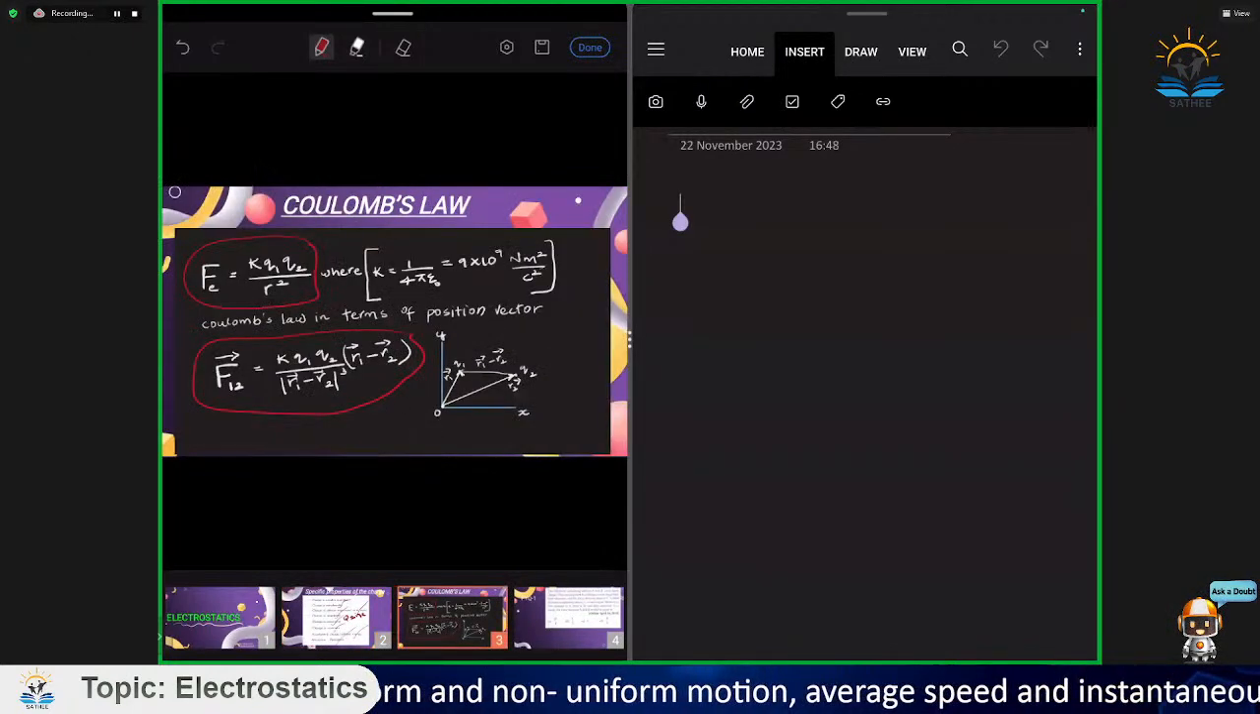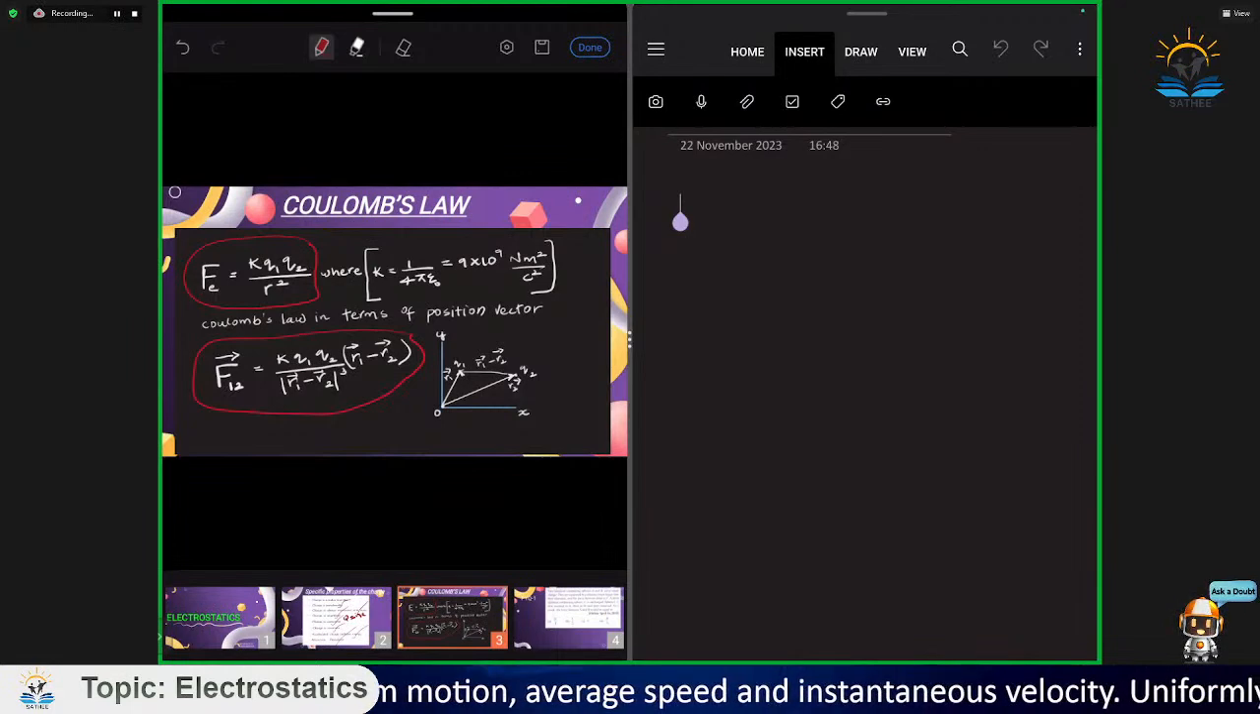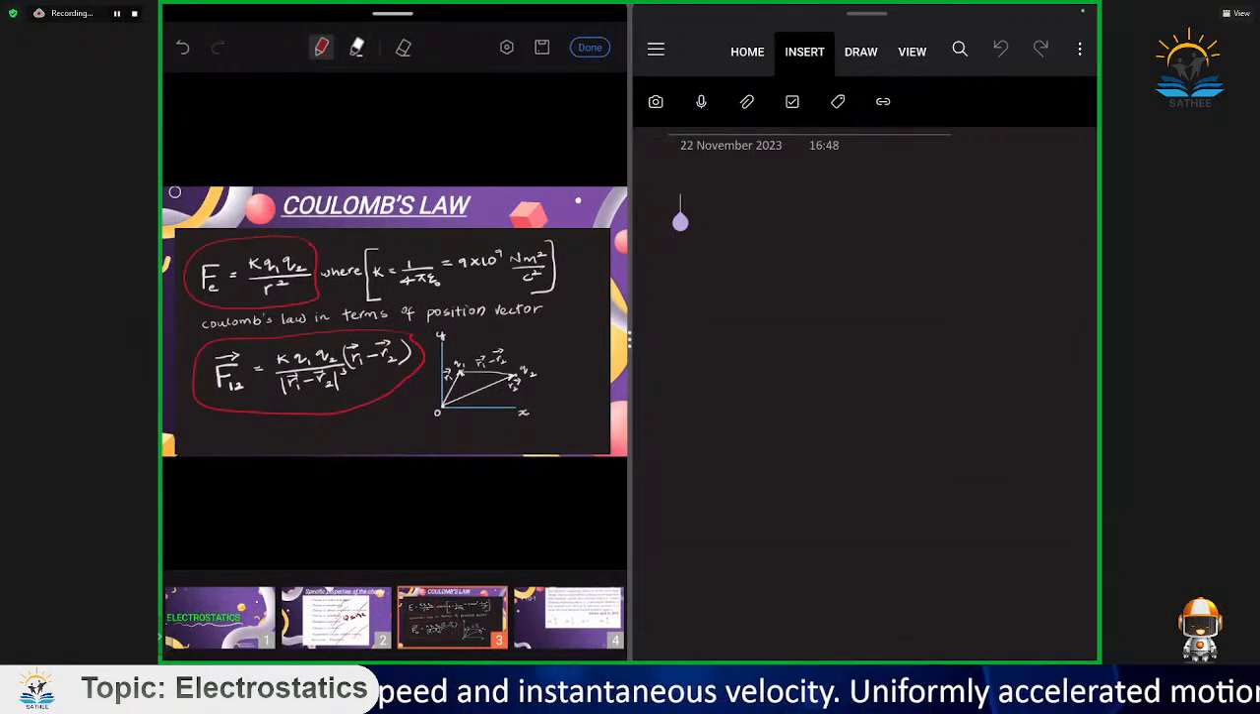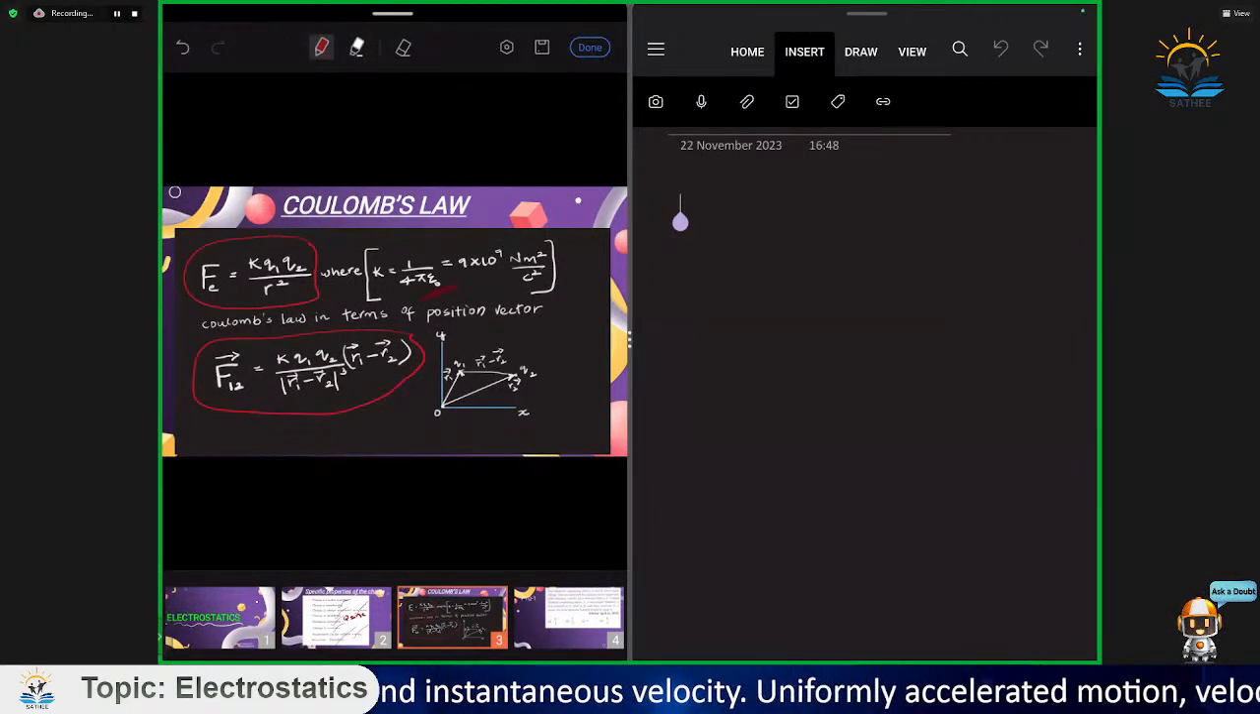We all know Coulomb's law. What is Coulomb's law? F is equal to K Q1 Q2 divided by R square, where R is the distance between Q1 and Q2, and K is equal to 1 by 4 pi epsilon, which is equal to 9 into 10 raised to 9 Newton meter square per Coulomb square.